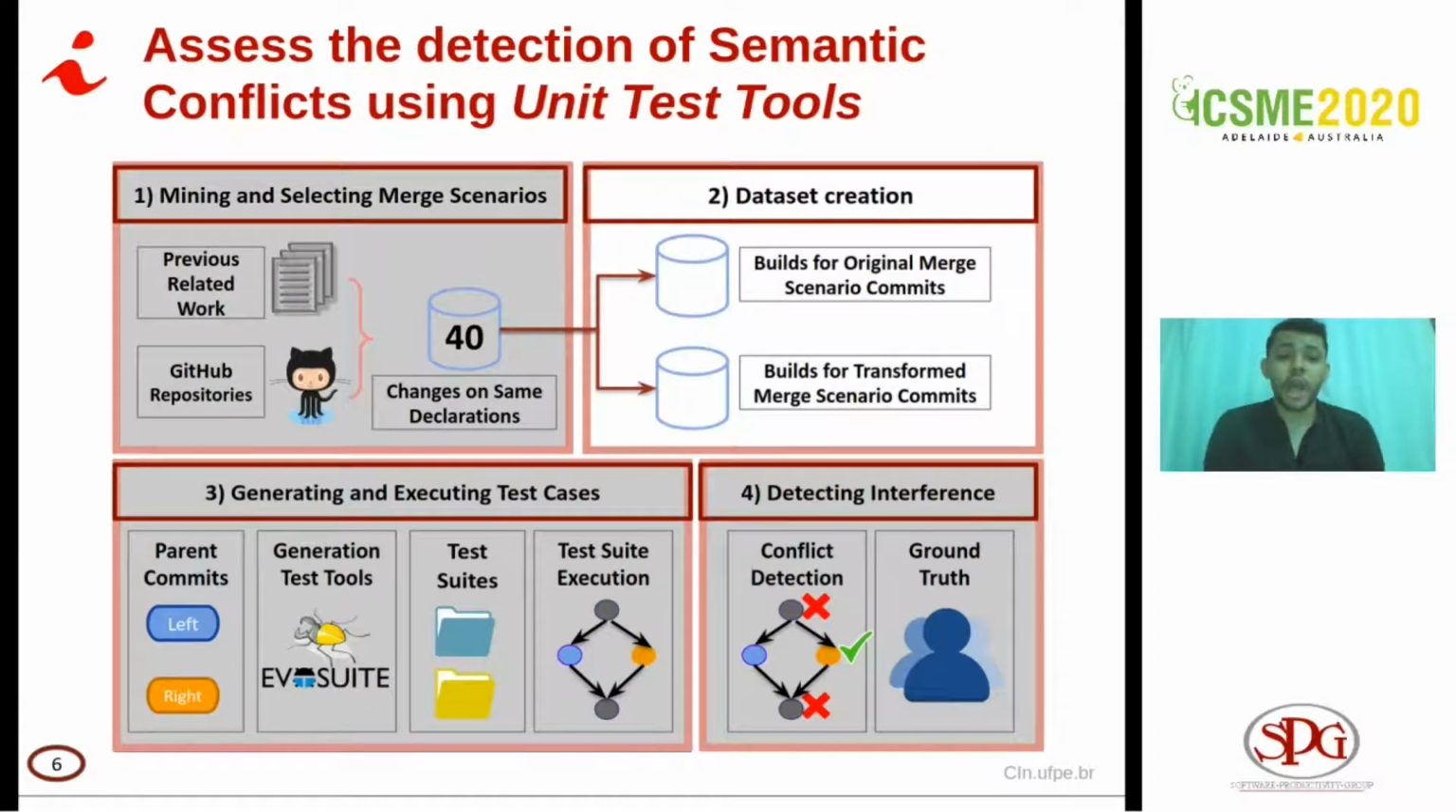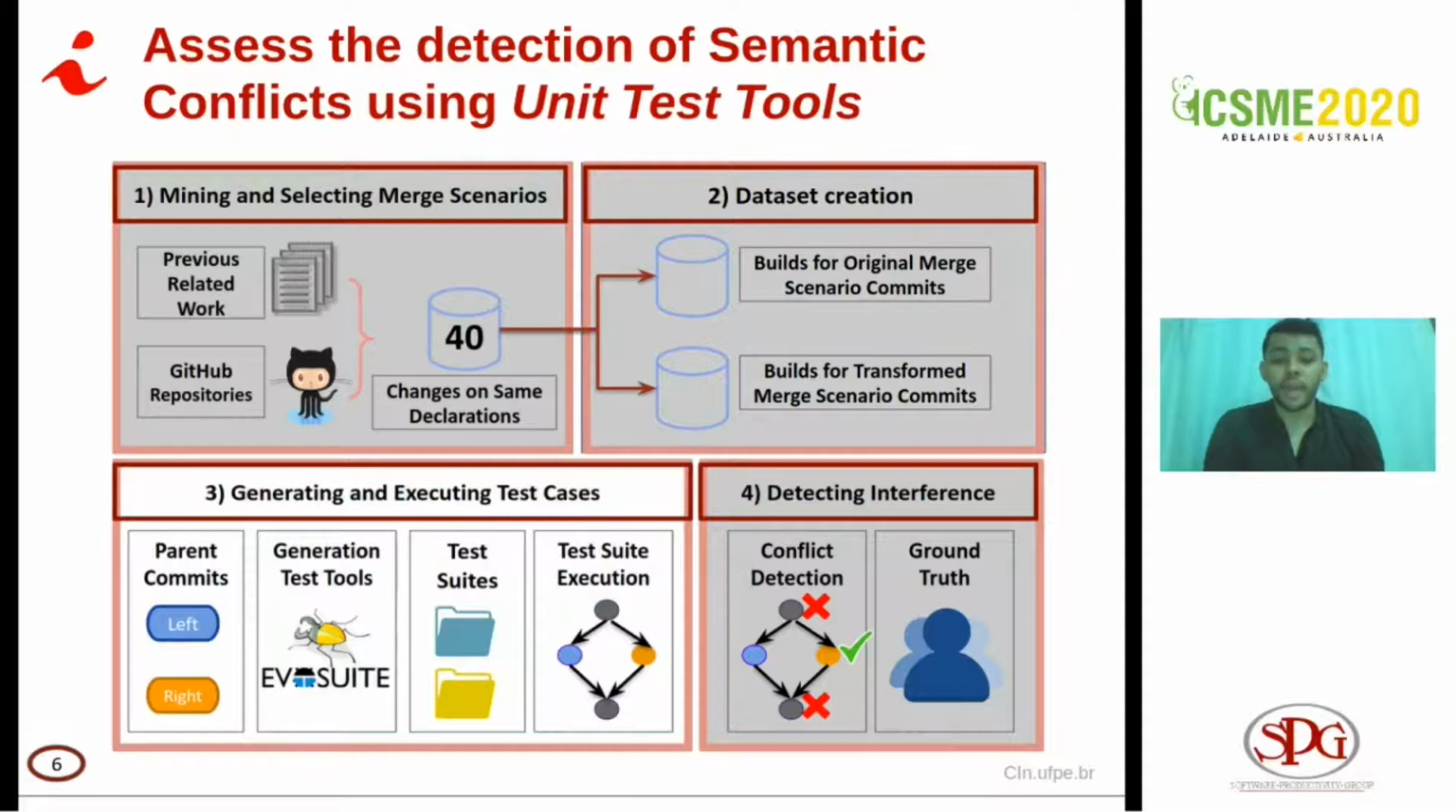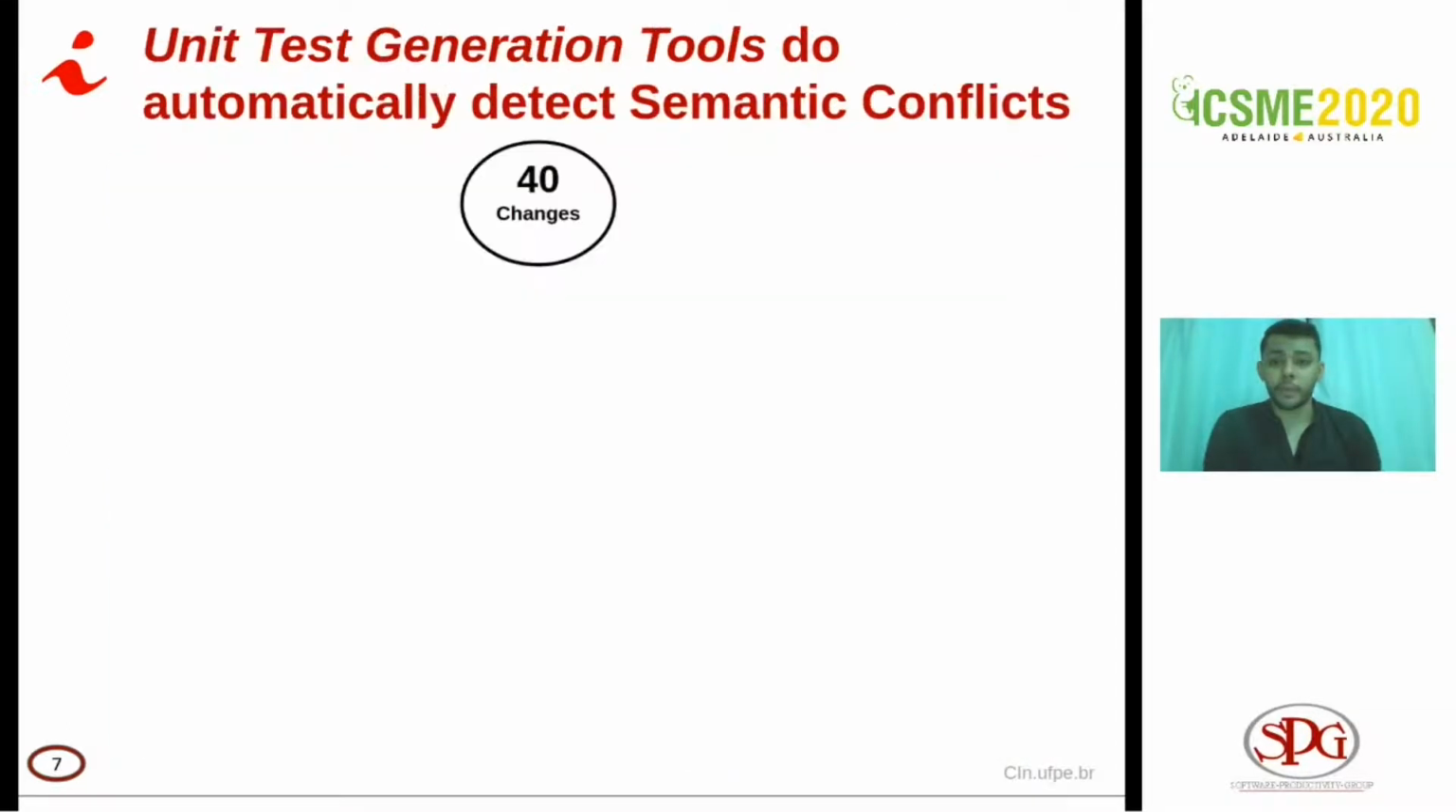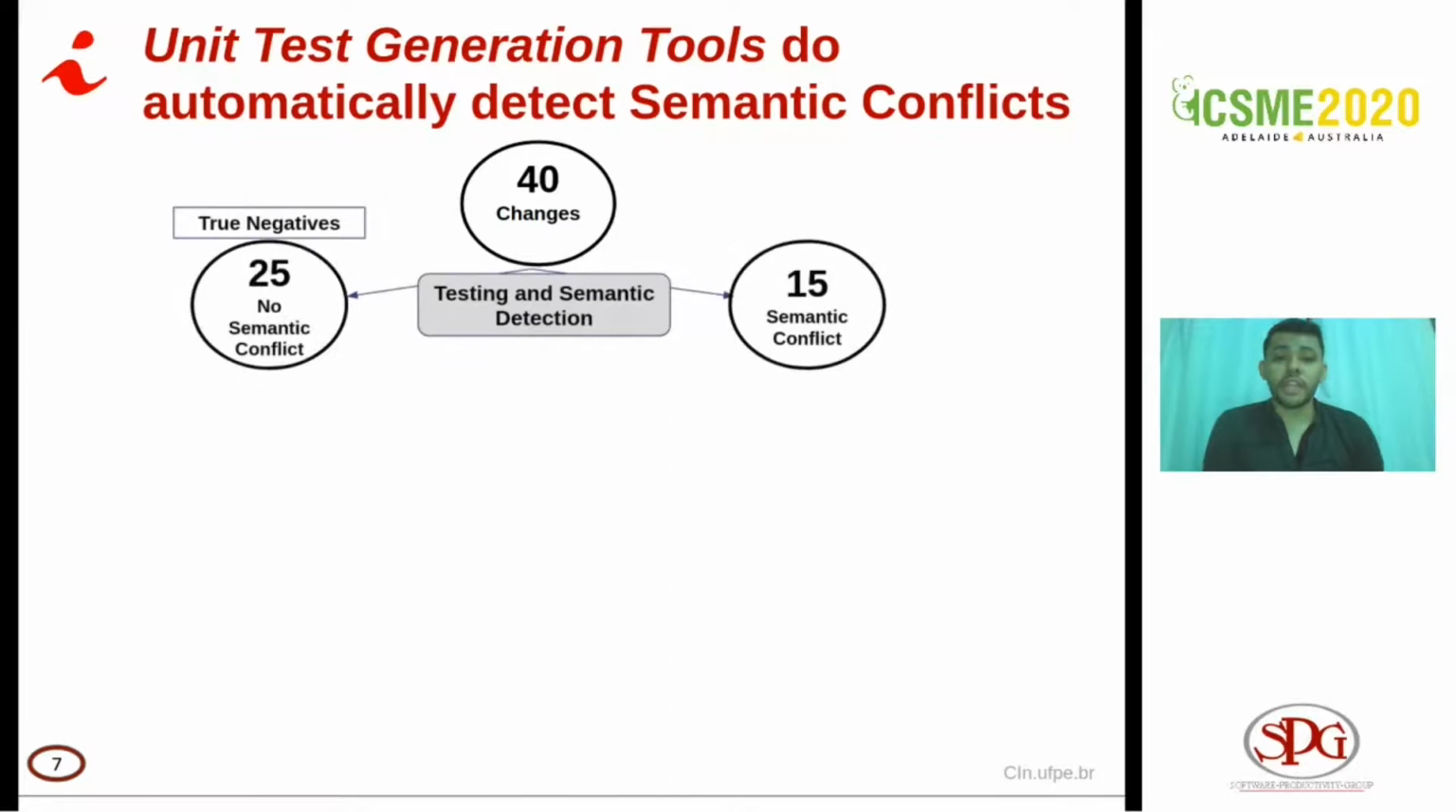For each merge scenario, we build the original and transformed versions of these commits, creating our dataset. Next, we call Randoop and EvoSuite to generate test suites and run them. And finally, our scripts try to detect test cases that address our conflict criteria, and we also establish the interference ground truth for this study by manually analyzing the change performed in each scenario of our sample. As a result, we classify 15 out of 40 changes with semantic conflicts. The generated test suite detected a semantic conflict in 4 of them.